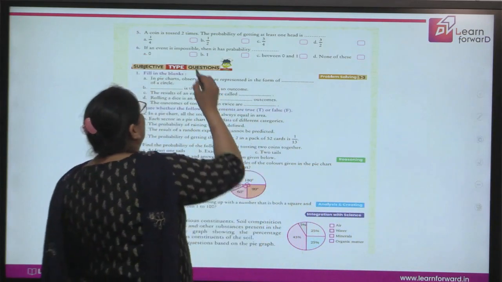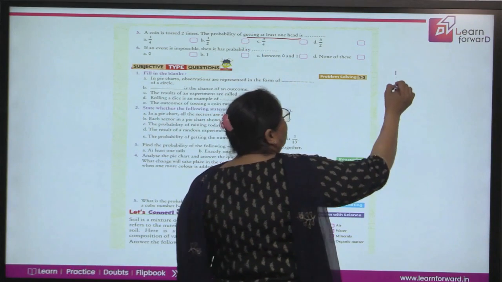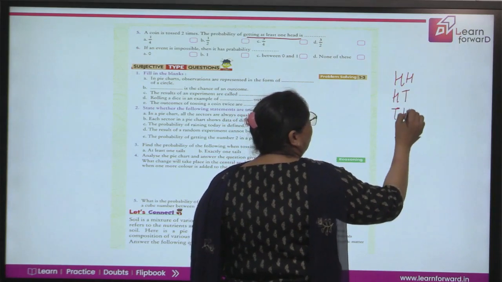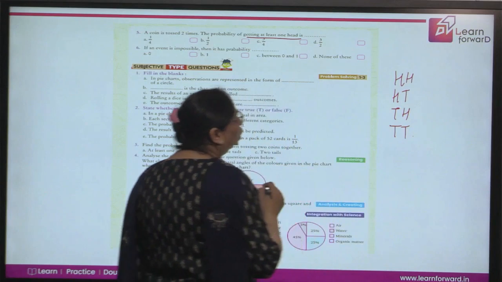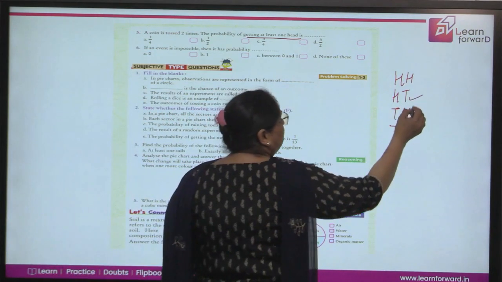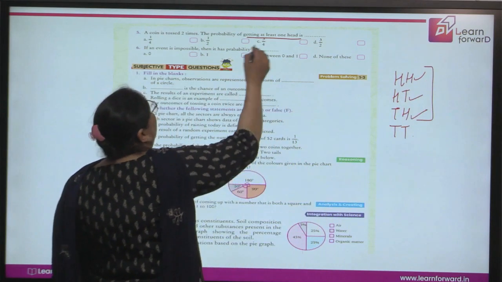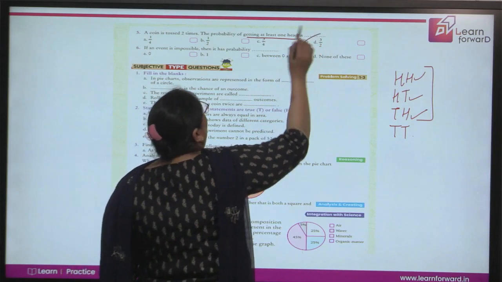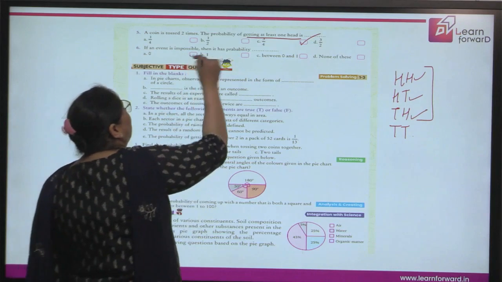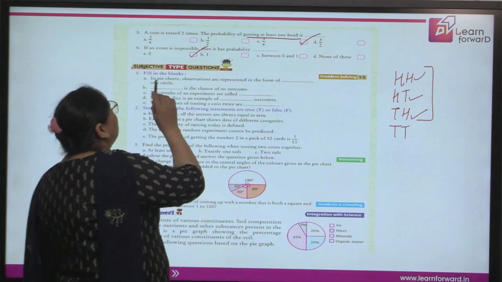A coin is tossed 2 times, the probability of getting at least one head. These are the possible outcomes I told you for tossing a coin. It is asking at least one head, so all 3 of these will be included, and 3 upon 4 will be the answer. If an event is impossible, the probability is 0.